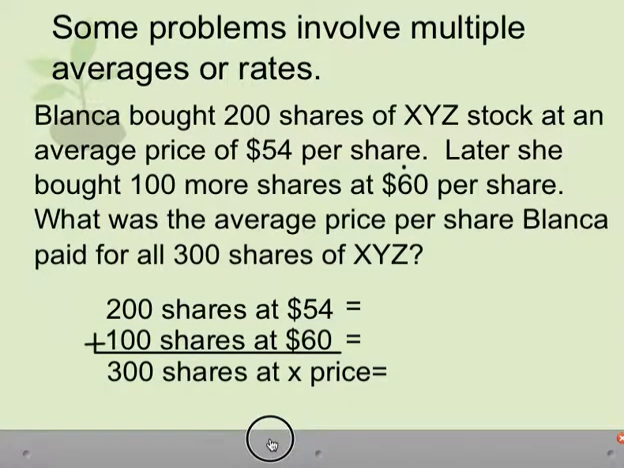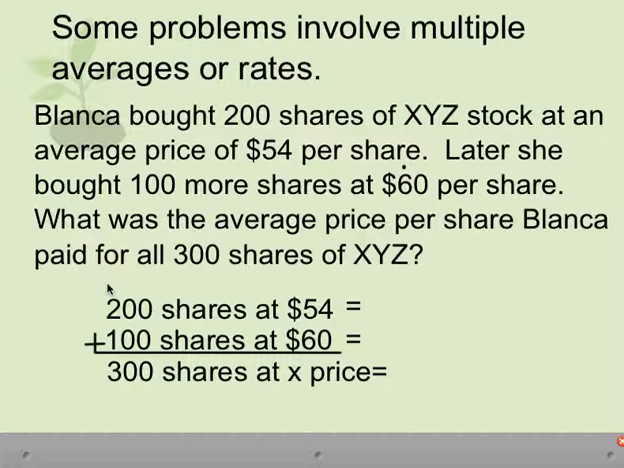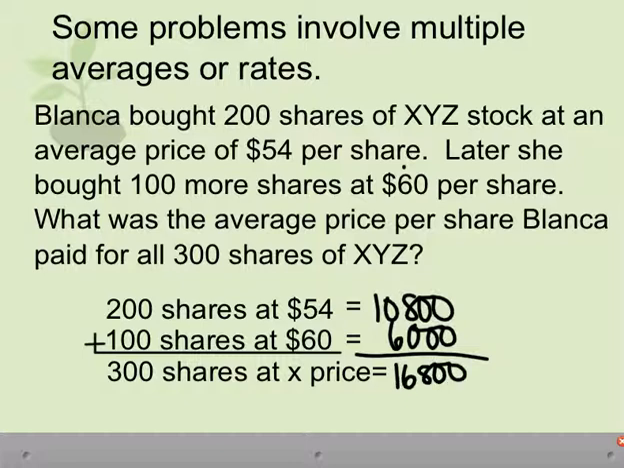which means what I need to do is figure out, well, how much did she pay for those 200 shares, which we would say, okay, 200 shares at $54 would mean that she paid $10,800. And those 100 shares at $60, 100 shares times 60 would mean that she paid $6,000. What we can do to find the average is say, I'm going to add those up, so 16,800, and divide by how many shares I have total, which is 300.